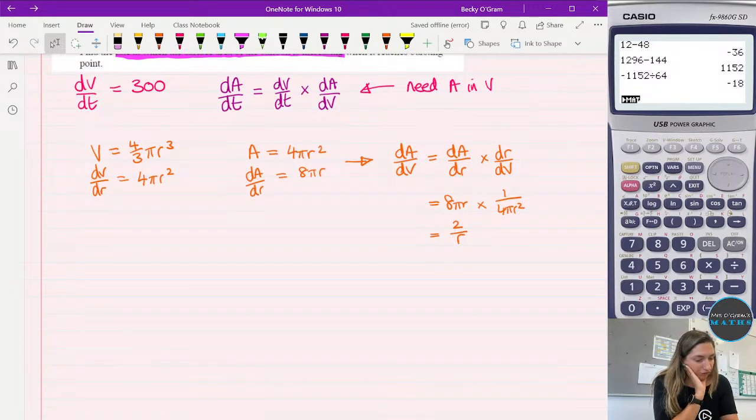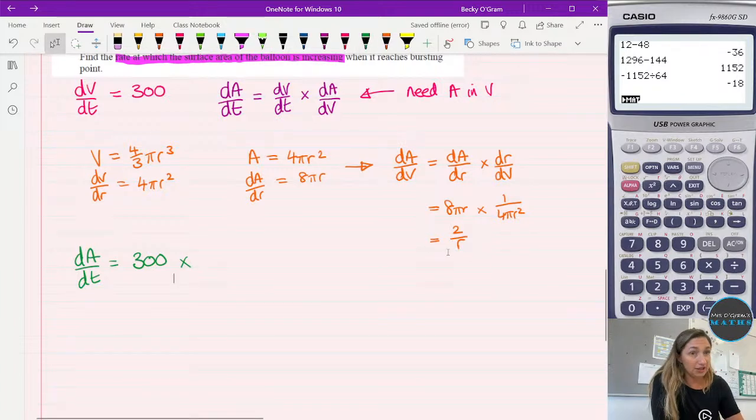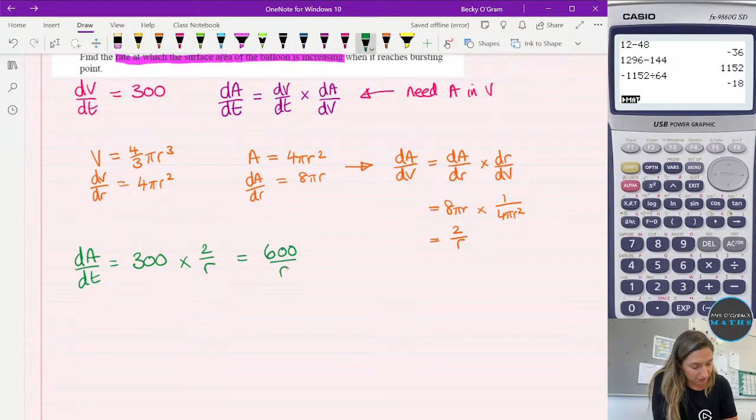We're not too far off of being able to get a solution now. Next step, let's go back to what we were trying to work out here. So the dA by dt is going to be dV by dt, which is 300, times dA by dV, which we just worked out over here as being 2 over r. So that simplifies to 600 over r. Let's just tidy that up.